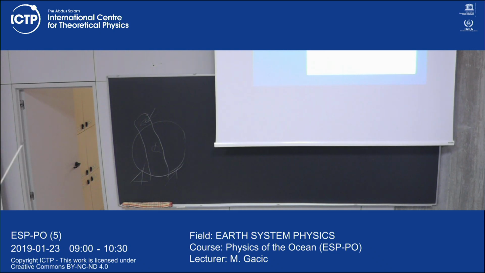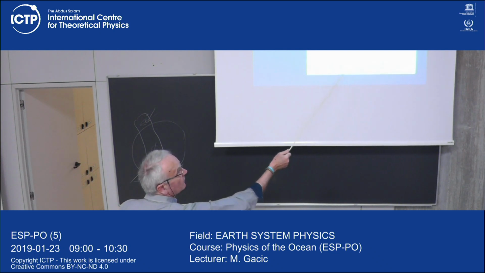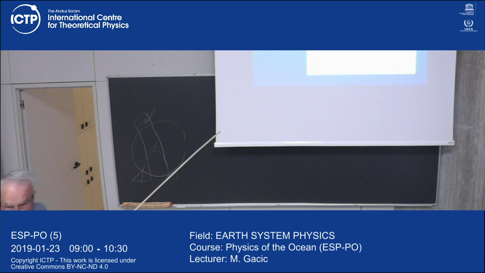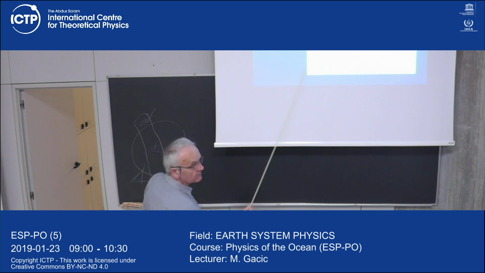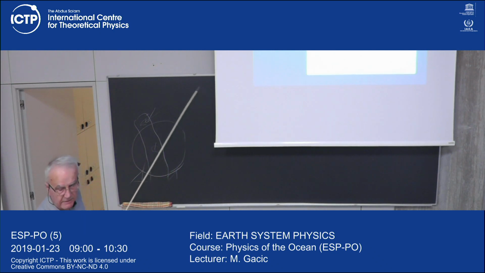But there is friction, and you will see later how this friction changes the direction of the geostrophic velocity with respect to the isobars. The lines of equal pressure are called isobars. Okay.